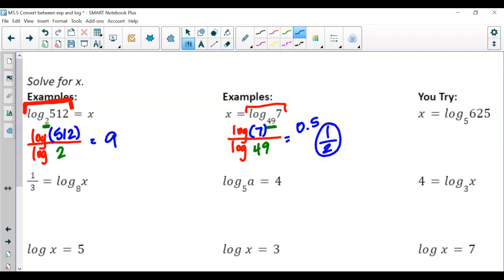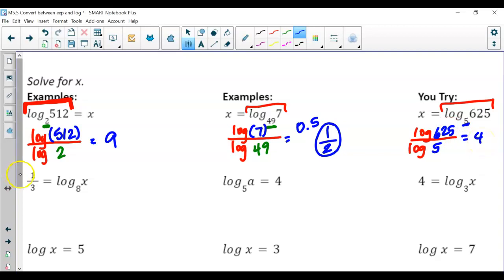Go ahead and pause the video now and try the U-try on your own. And here we go. So again, you should see here, we've got our values. So we're going to change the base here, change of base formula. You should have put what in the denominator? 5, because that is your base. So you should have divided log of 625 divided by log of 5, and that gives you 4.